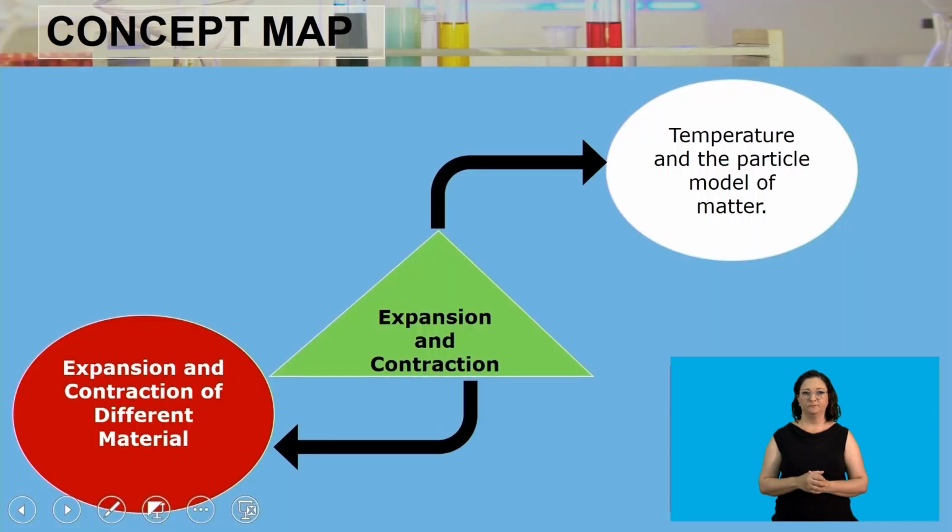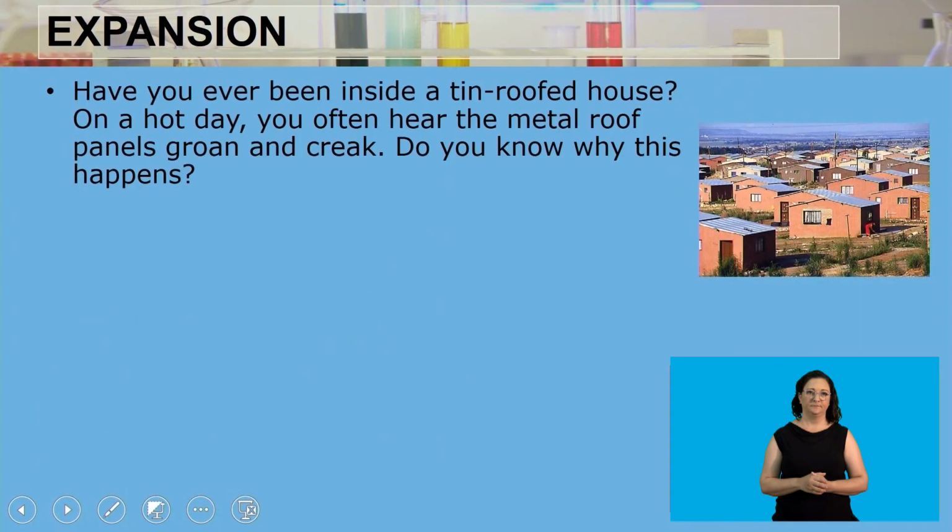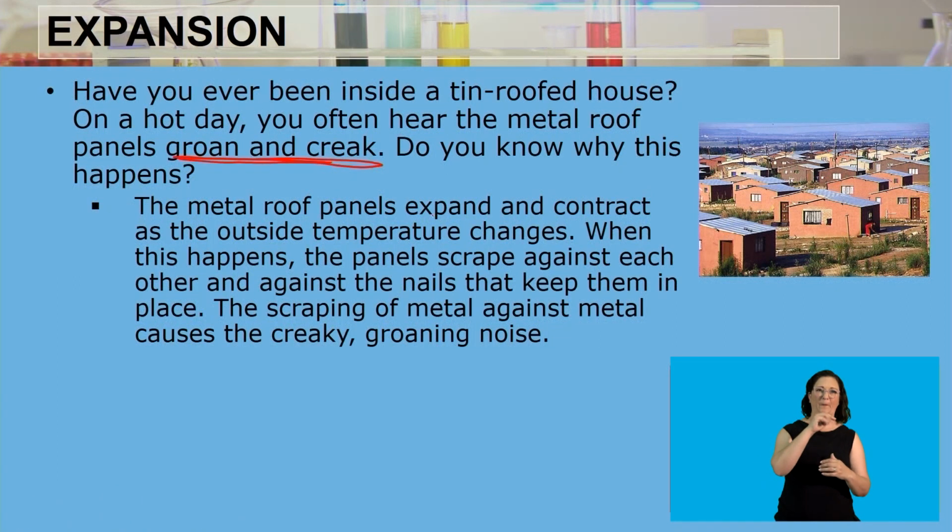So now, on to our next concept, where we are looking at the expansion and contraction of different materials. What happens when we have different materials? How do they expand, and how do they contract? To start, have you ever been inside a tin-roofed house? On a hot day, you often hear the metal roof panels groan and creak. Do we know why this happens? This happens because the metal roof panels expand and contract.